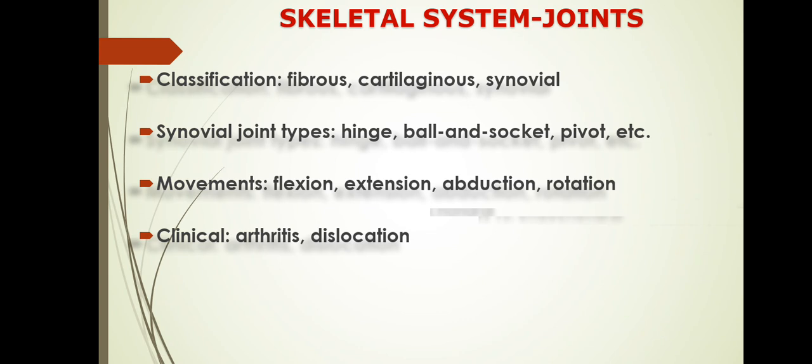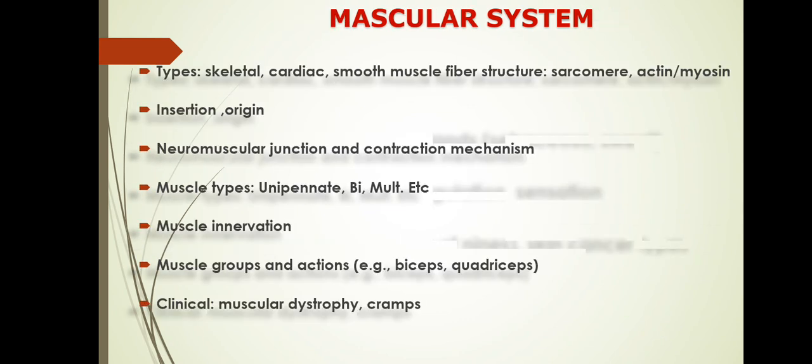Of course, clinical application in the joints will come about. One, arthritis, inflammation of the joints. Next year, this is going to make sense. Dislocations. You find that maybe in the ball and socket kind of joint, the humerus is not in the socket. That's bringing about what? Dislocation. You have to know the clinical application, at least, of this particular system.